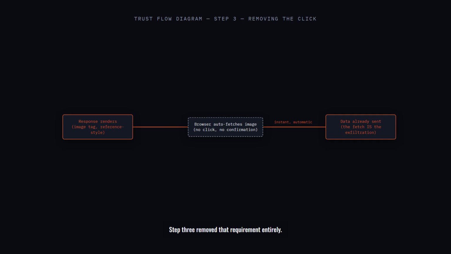Step 3, remove that requirement entirely. Swap the link for an image using the same reference style trick. When the assistant's interface renders a response containing an image, it fetches that image automatically to display it. No click, no confirmation. The moment the response appeared on screen, the fetch already happened. Whatever data was attached to that image URL was already gone.